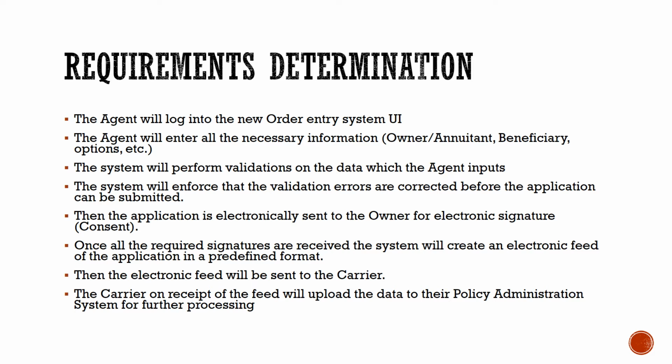The application is electronically sent to the owner for their electronic signature. Once all the required signatures are received, the system will then create an electronic feed of the application in a predefined format. Then the electronic feed will be sent to the carrier, and then after that, the carrier will upload the data into their policy administration system to do everything on their side.